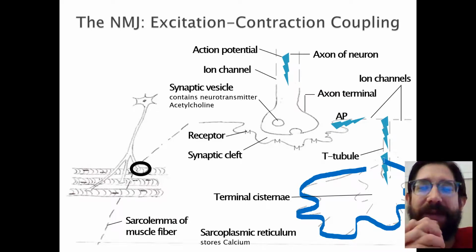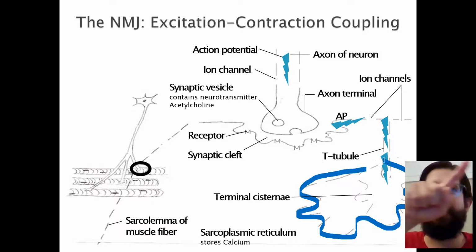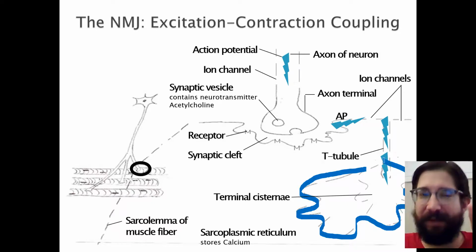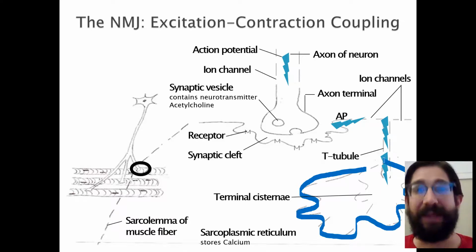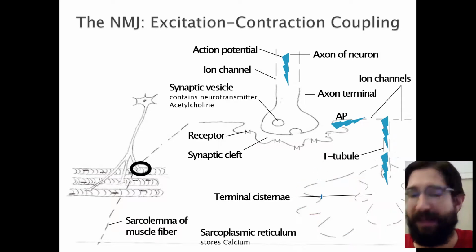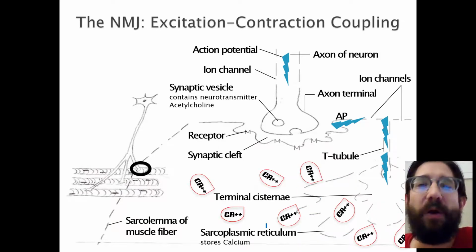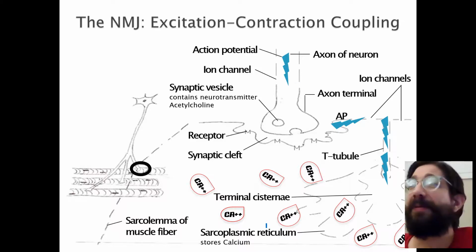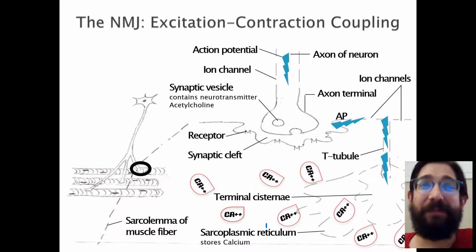And as that action potential travels down the plasma membrane, deep into the T-tubule, hits that terminal cisternae, and the signal spreads into the sarcoplasmic reticulum, calcium is released. All throughout this muscle fiber, calcium is released. And that's really good for reasons we don't know yet, but it's important for calcium to flood into the cell.